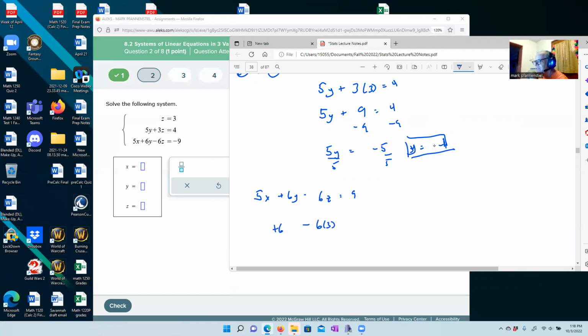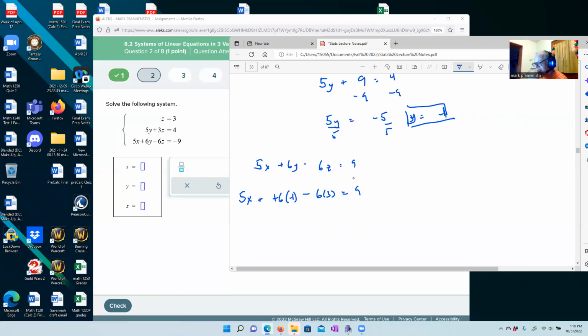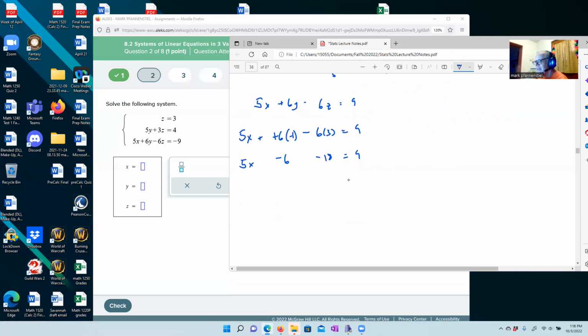We have 6. What's y again? Y was negative 1. Okay, we have 5x plus all of this equals 9. So what we're just going to do is we've inserted these things in here. So we have minus 18, minus 6, and we have 5x equals 9. So what is this? Minus 18 and minus 6 is minus 24. So we have 5x minus 24 equals 9. So we're going to add 24 to both sides.